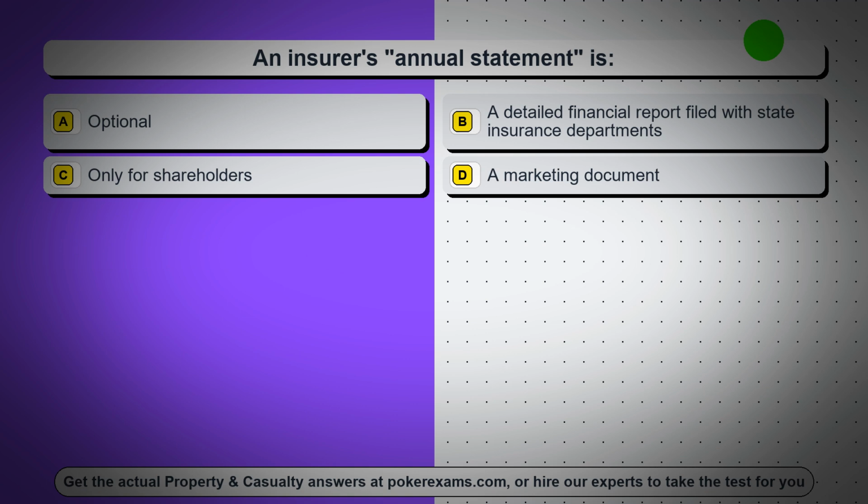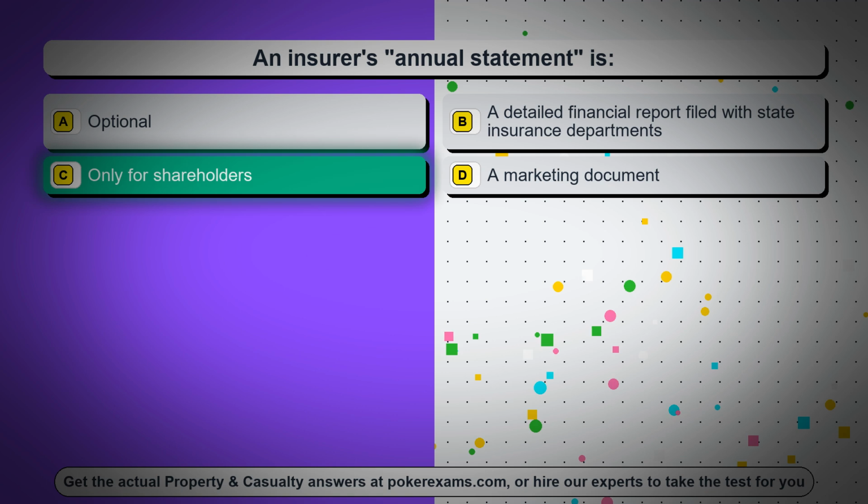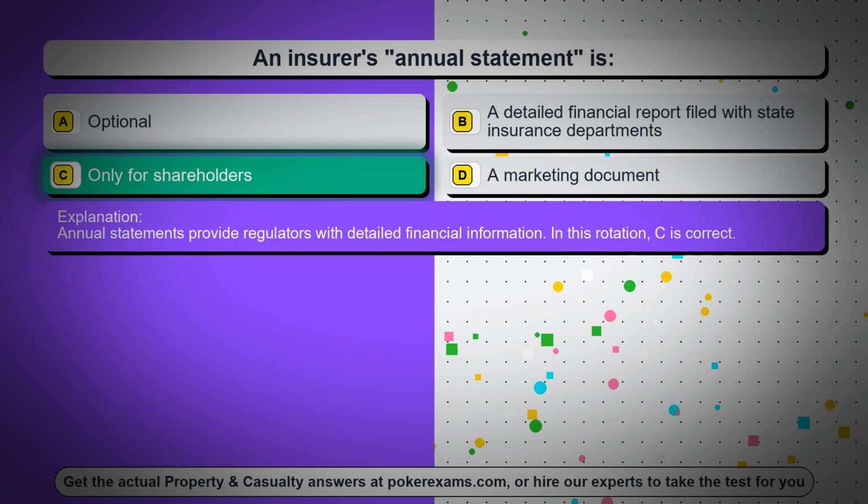Question 11. An insurer's annual statement is, option A, optional. Option B, a detailed financial report filed with state insurance departments. Option C, only for shareholders. Option D, a marketing document. The correct answer is option C, only for shareholders. Annual statements provide regulators with detailed financial information. In this rotation, C is correct.